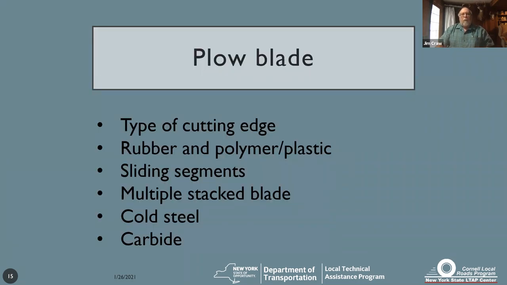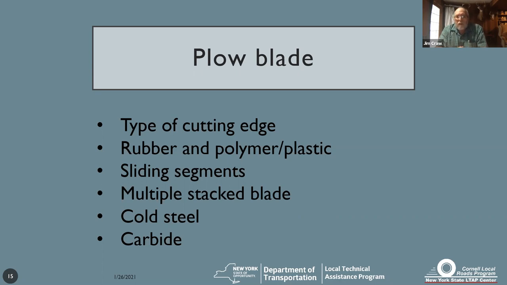Blade types. When I say blade types, it's cutting edge. Cutting edges: rubber, polymer, plastic, sliding segments, multiple stacked blades, cold steel, and carbide. Most people have been using or started to head towards carbide a little more. They're a little bit more expensive. The good side of it is that the mechanics and the drivers don't have to change the cutting edge as often.